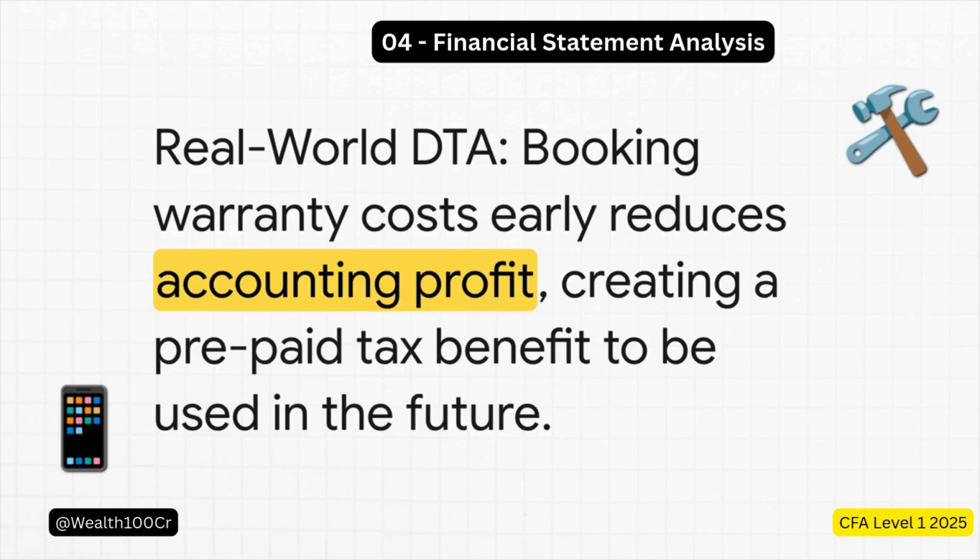The result? Apple ends up paying more cash tax today than their accounting profit would suggest. They've essentially prepaid their taxes. And that prepayment, that future tax benefit, is a deferred tax asset. You see the same thing in India with a company like Bajaj Auto. They sell a ton of motorcycles, they book an expense for future warranty claims, but they can't take the tax deduction until they actually pay for a repair, creating a DTA.